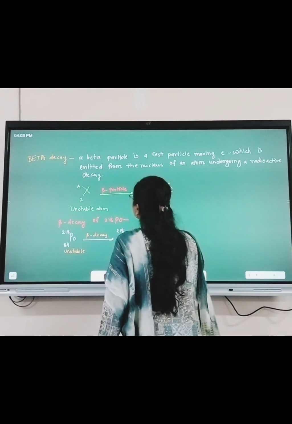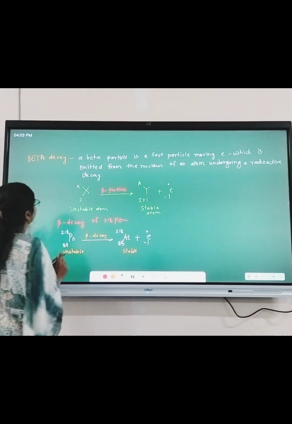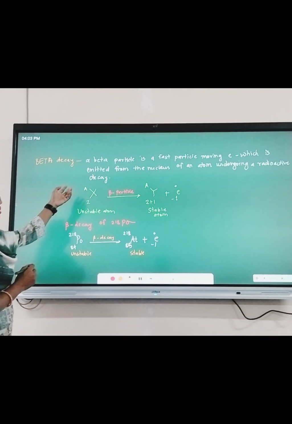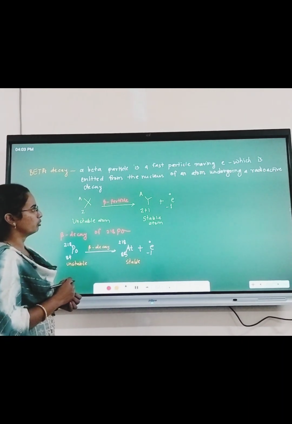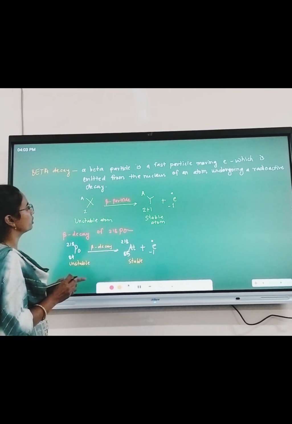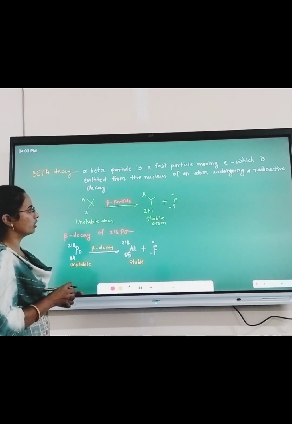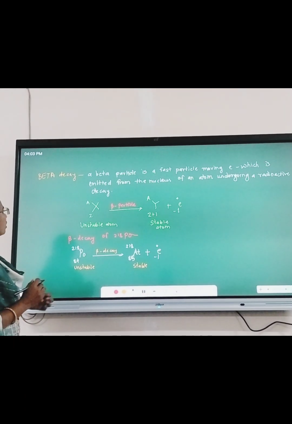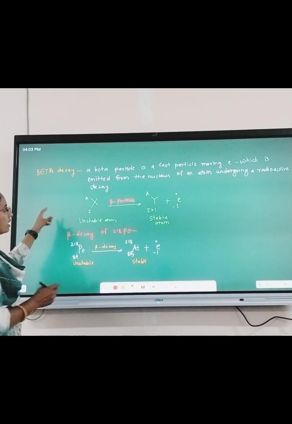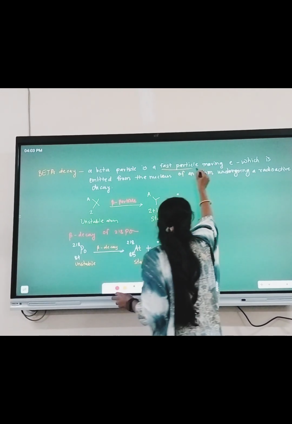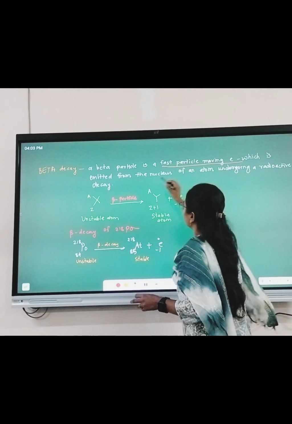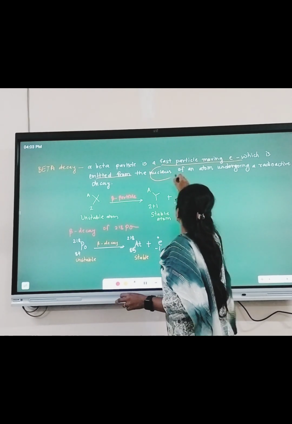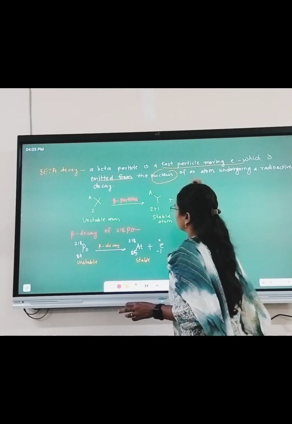Then next is the beta decay. A beta particle is a fast-moving electron which is emitted from the nucleus of an atom undergoing radioactive decay. In this, the beta particle is a fast-moving electron which is emitted from the nucleus of an atom undergoing radioactive decay.